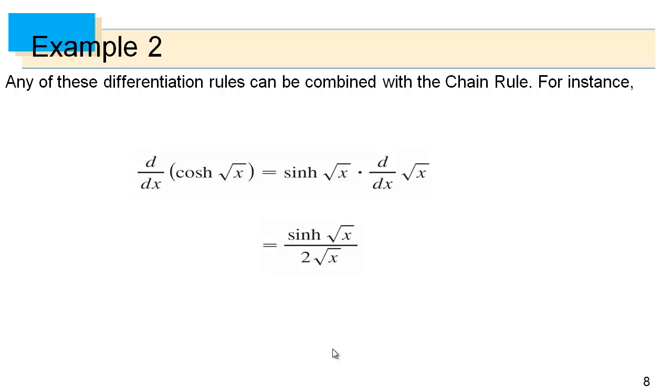Just like our trig functions, we can use the chain rule, so we can now take derivatives of cosh of things other than x, right? In this case, the square root of x, and we know that the outer layer does the cosh to sinh, and then the inner layer, taking the derivative of that square root of x, gives us 1 over 2 square root of x, and that's how we get our final solution there.